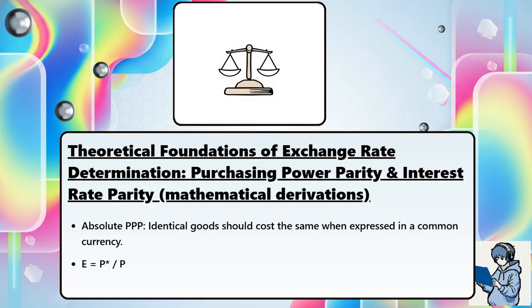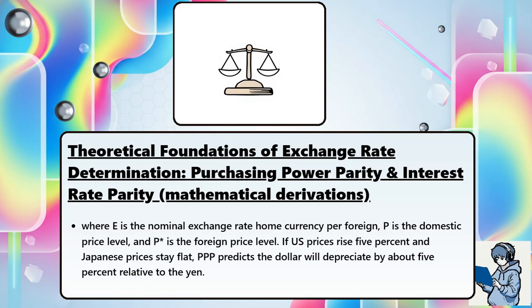E equals P star divided by P, where E is the nominal exchange rate home currency per foreign, P is the domestic price level, and P star is the foreign price level. If US prices rise 5% and Japanese prices stay flat, PPP predicts the dollar will depreciate by about 5% relative to the yen. Relative PPP focuses on inflation rates over time.